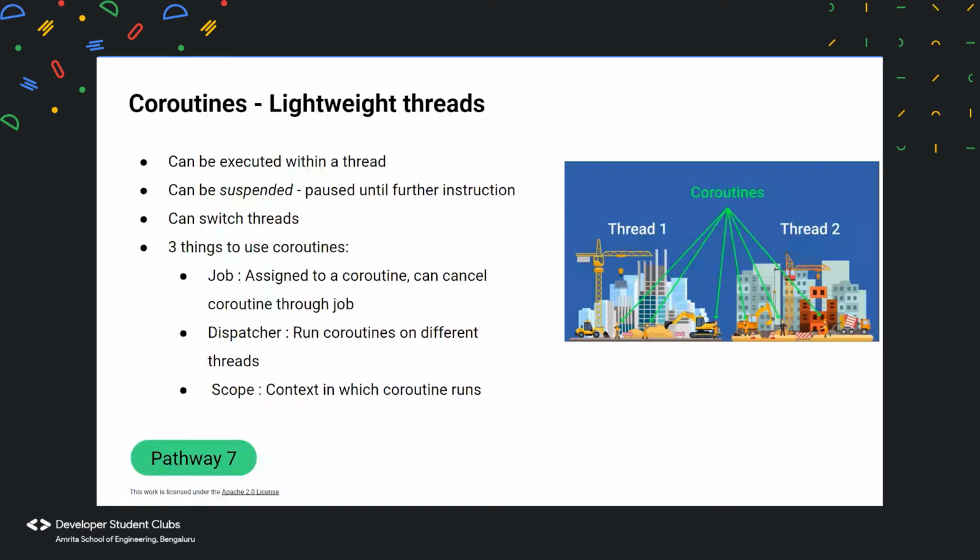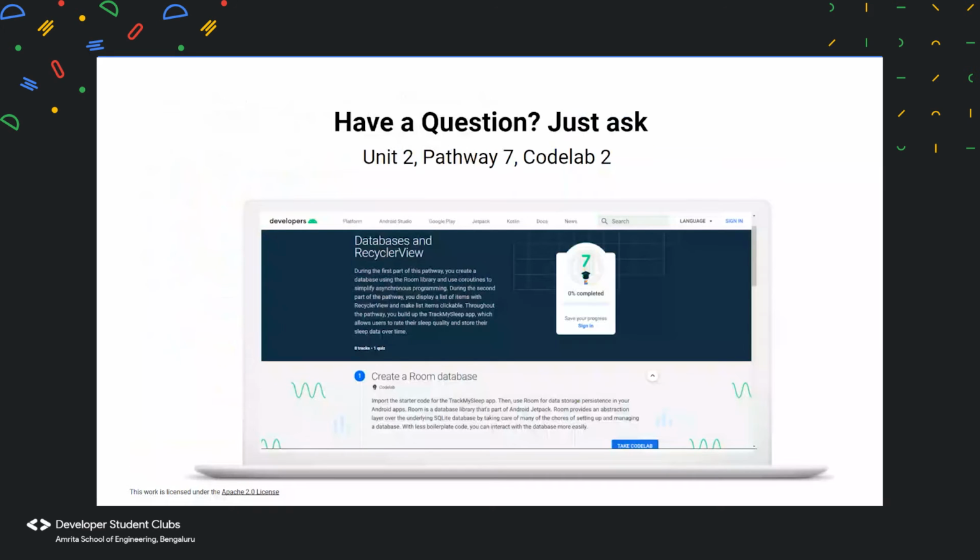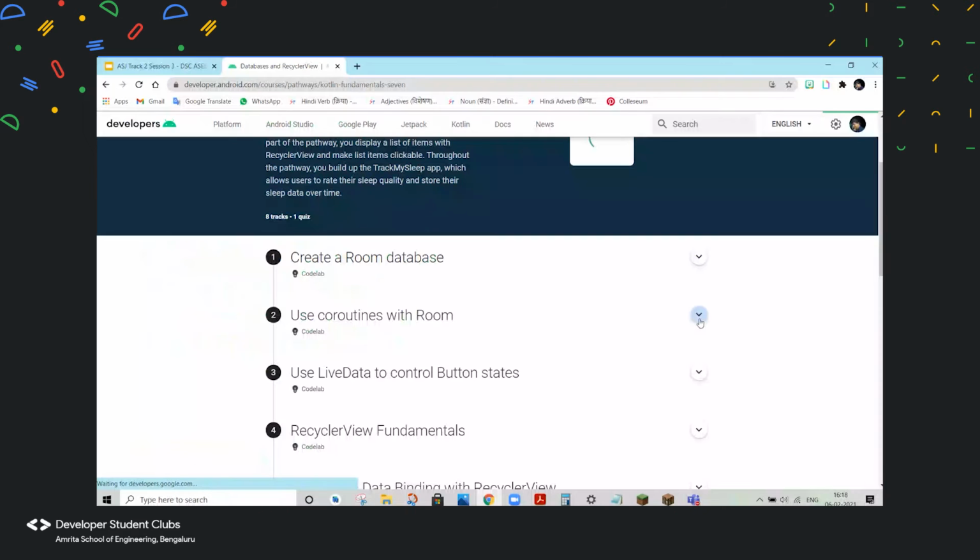Now let's take a look at Codelab 2. So we'll be building upon the sleep tracker app from the last Codelab. If you want, you can continue with the project you've already started from the first Codelab, or you can download the improved version of the code from GitHub at the beginning of this Codelab.